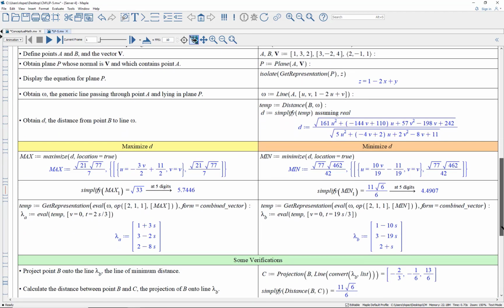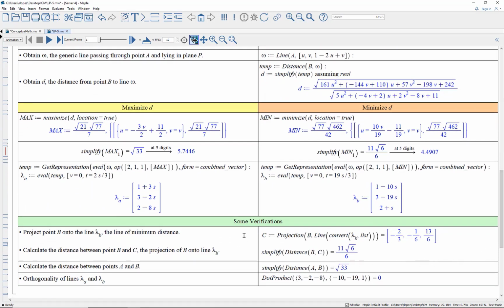Having done these calculations, I was a tiny bit uneasy still, so I did some verifications. So the first thing I did was project the point B onto this minimizing line, lambda b. So we do a projection of B onto this line. And then we want this to be a point. So we have 2 points, B and C. You get the distance, and it turns out to be this number here. So projection is what I said earlier, and it is correct. That's projection and minimization, they go together.